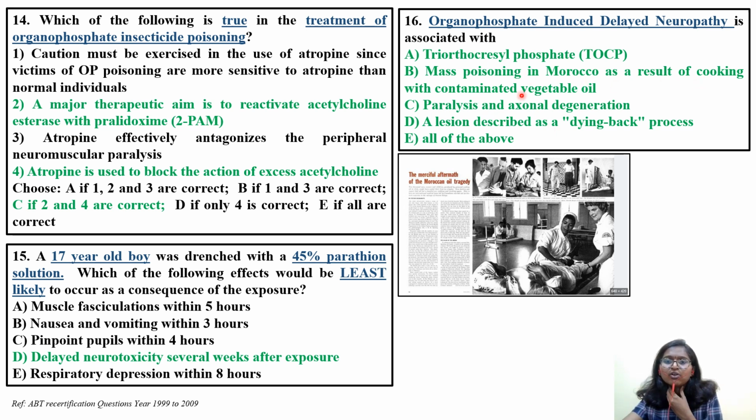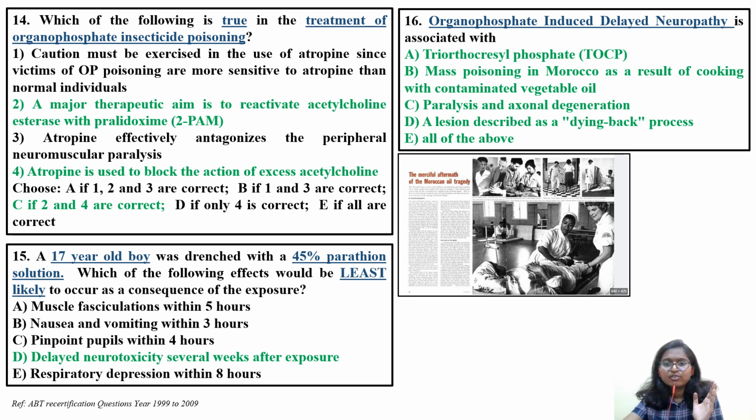Okay, here the cooking oil, vegetable oil was contaminated with this organophosphate pesticides. And third one is paralysis and axonal degeneration, right? A lesion described as dying back process. What is dying back? I have discussed in detail in the previous video. So this is a clip figure. This is a newspaper clip showing the example of mass poisoning in Morocco.